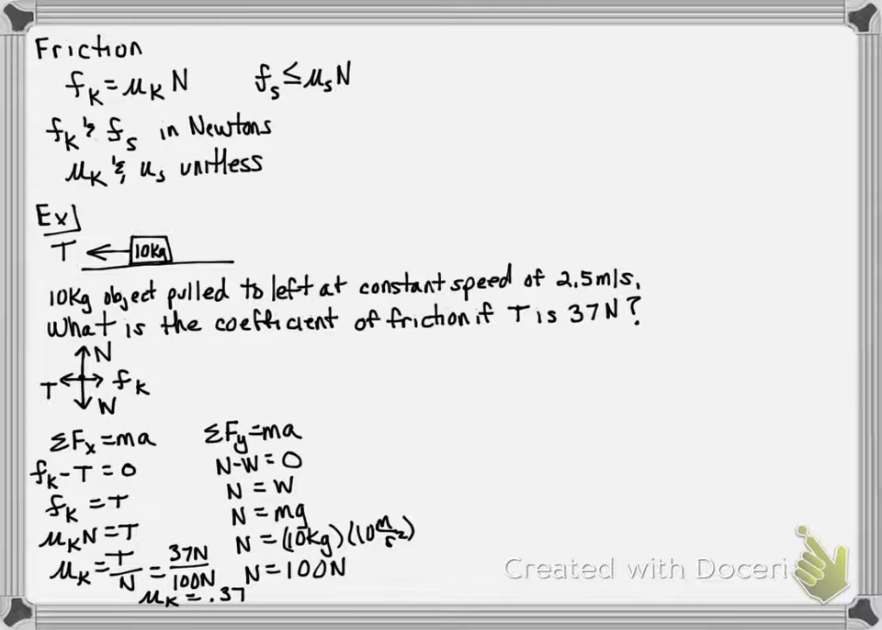I expect it to be less than 1. I expect it to be positive. All of these things are looking good. And it is unitless because I had newtons over newtons means nothing. No unit, 0.37. Do not put a unit on coefficient of friction. Notice that I did not solve for the force of friction here. That's not what I was asked for. I could have, but that wasn't what I was asked for. I was just asked for what mu was.